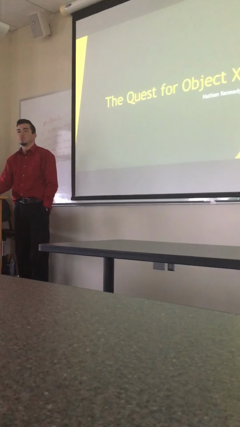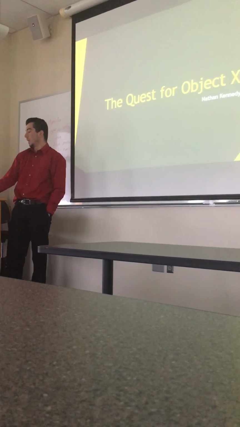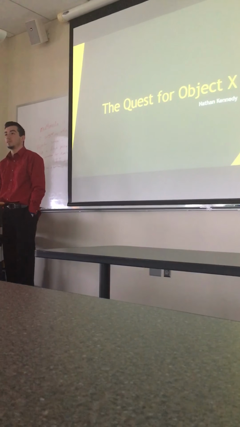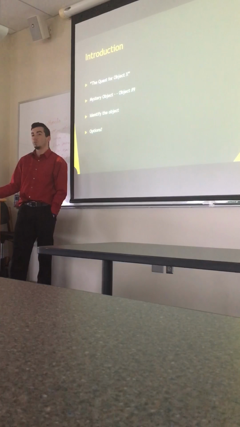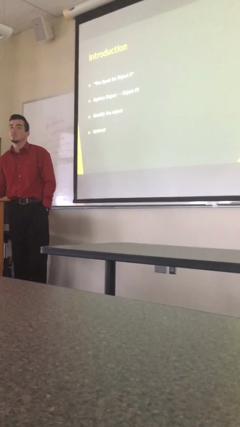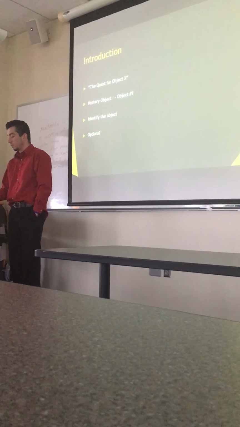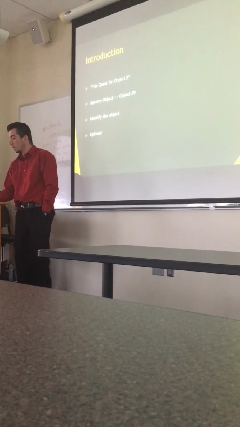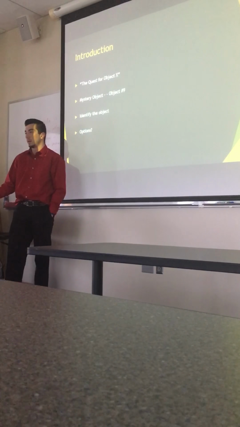I'm Nathan Kennedy, and I'm going to be talking to you about our project, which was the Quest for Object X. Basically, we had to find a mystery object and figure out what it was. So our object was number 9, and our goal was to identify the object, and the different options that we had according to Vireo, which was the software we used, was a star, an asteroid, a normal galaxy, a QSO or quasi-stellar object, a pulsar, or a planetary nebula.